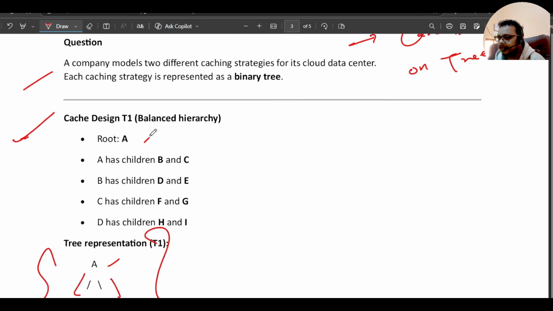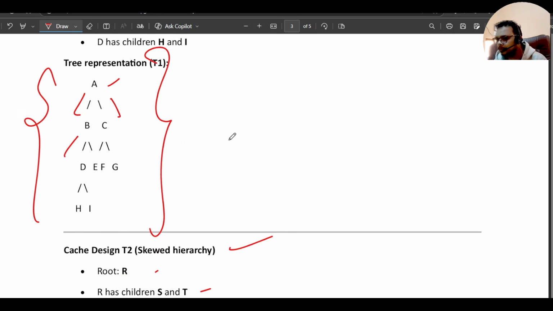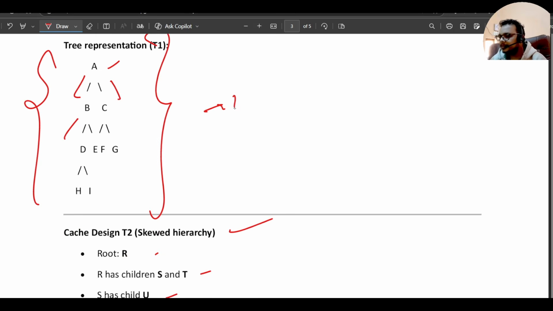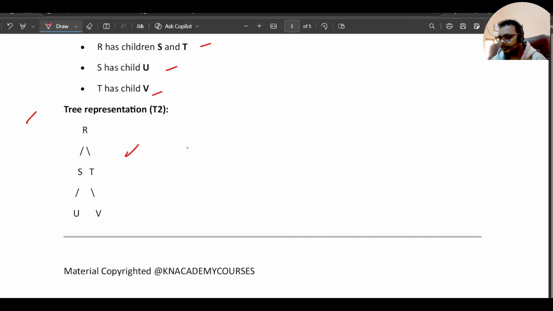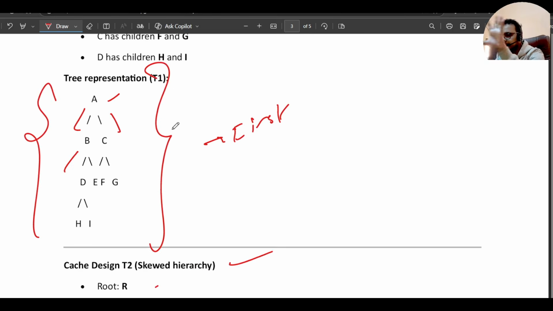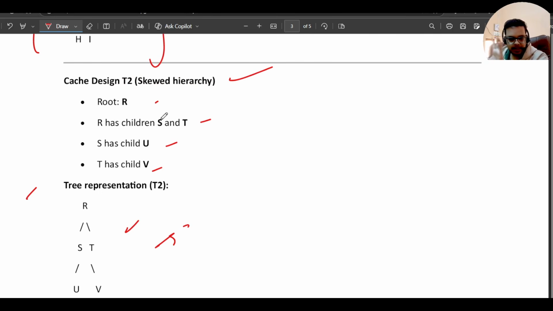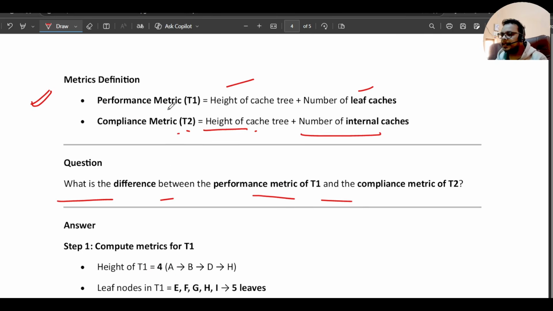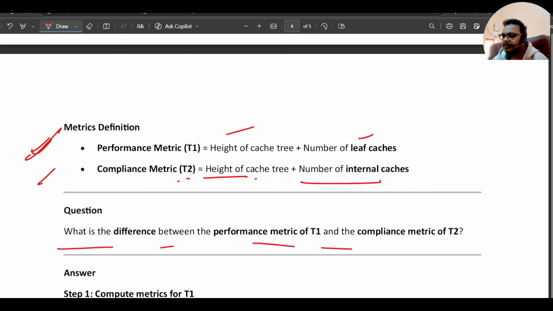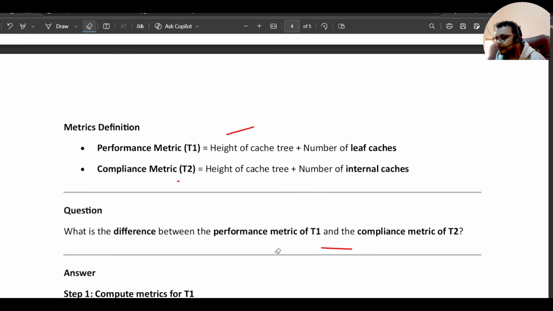Let's understand the question. They have given us two trees till now, the first one and the second one. Now they have given two formulas, one for the performance metric and the second for the compliance metric. They are asking for the difference between the performance metric of T1 and the compliance metric of T2. That means in the end we need to do T1 minus T2.